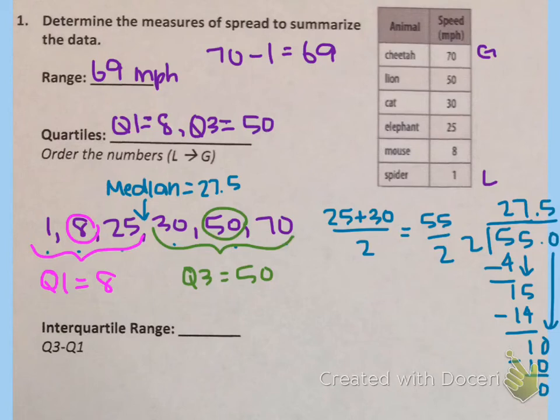Now we need to find the interquartile range, or the IQR, which is the difference between the first and third quartiles of the data set. That means I'm going to do Q3 minus Q1. Well, Q3 was 50 minus Q1, which was 8, so we're doing 50 minus 8, which is 42. So our IQR is 42.